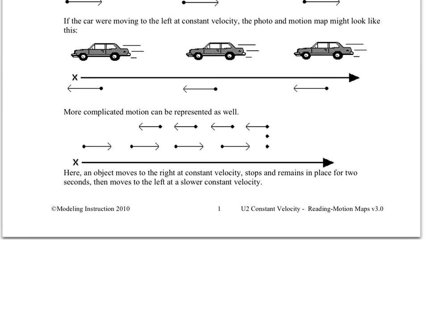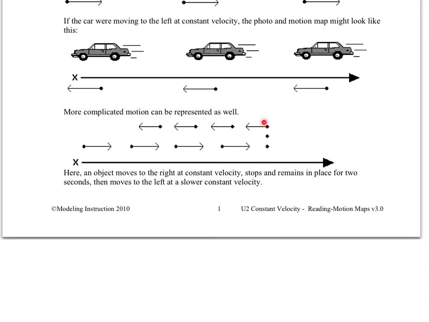Now, more complicated representations. On the left, here's our representation that we're going to look at, and it's moving at a constant velocity to the left, and it moves for 1, 2, 3, 4 seconds, and after 5 seconds, notice that there's a dot but no arrow. That represents it's standing still, and it remains still for 1, 2 seconds. And then by the 3rd second, it's moving back to the left.